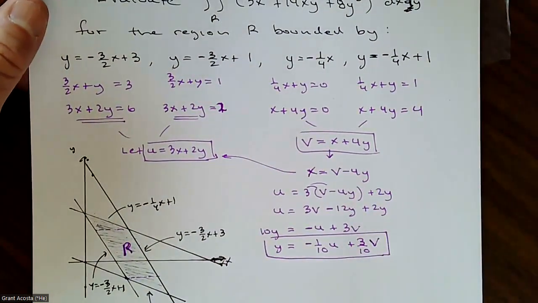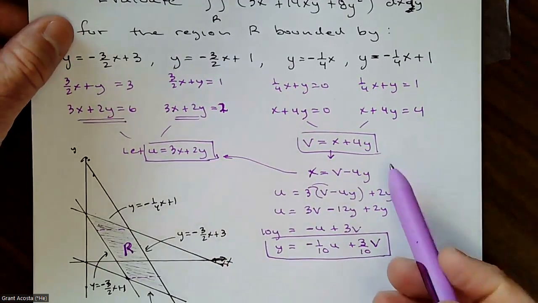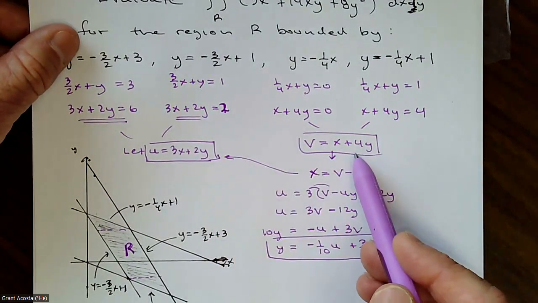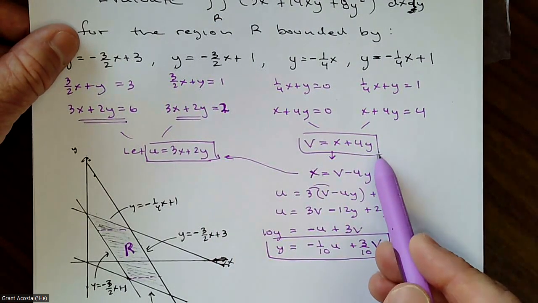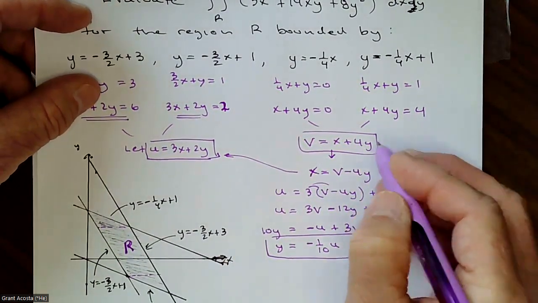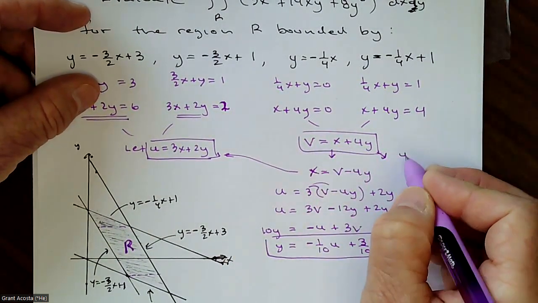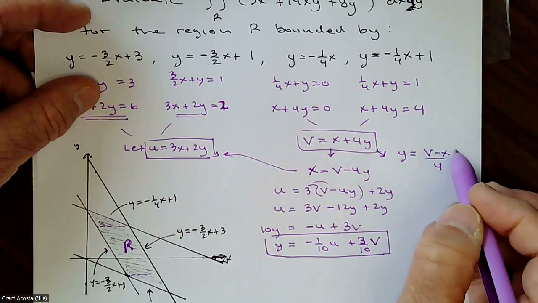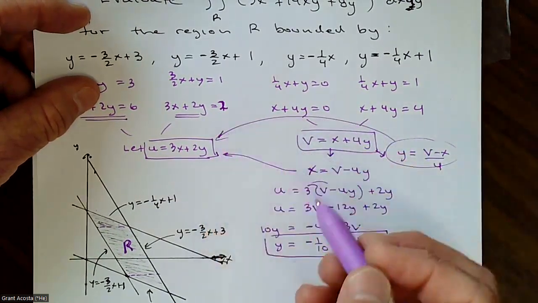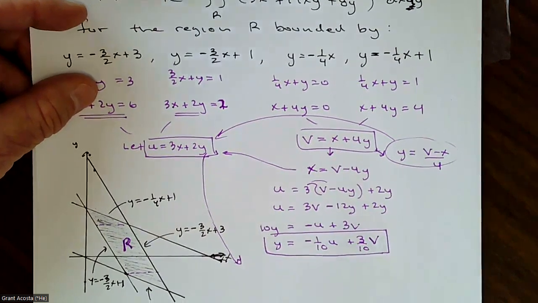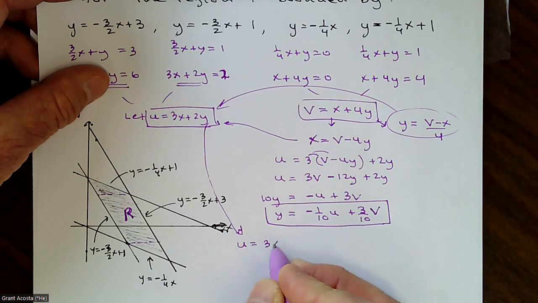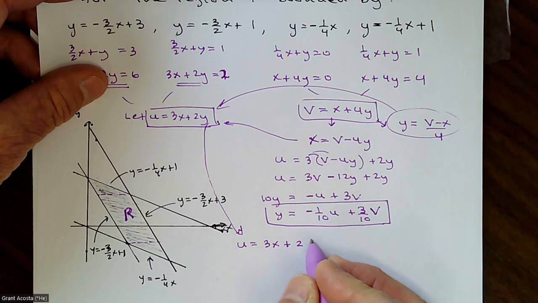So there's one substitution that I used to solve for y. Now I want to solve for x. Again, you could try something else, but since to solve for y, what I did was solve this for x and plug it in, to get an expression for x, I think I'll solve this for y. If I solve that for y, move that over, hopefully you can see y would be equal to v minus x over 4. And then I would plug that in. And let's bring this down here. So then I'm going to get u equals 3x plus 2 times v minus x over 4.